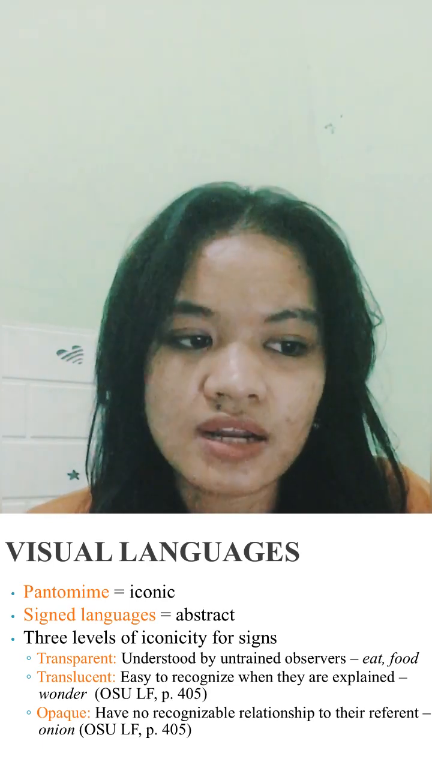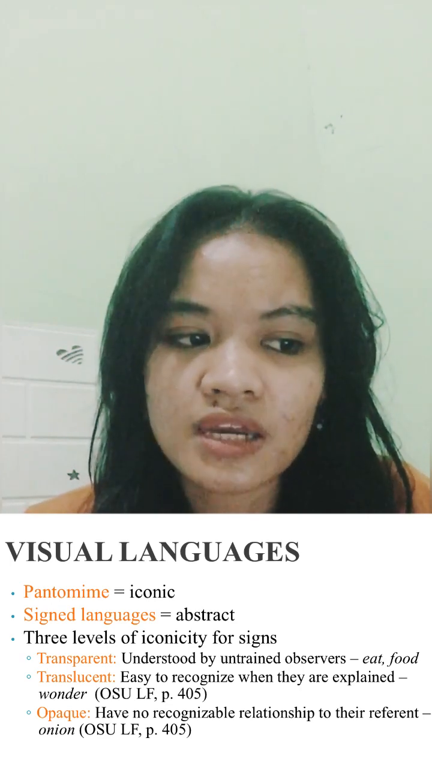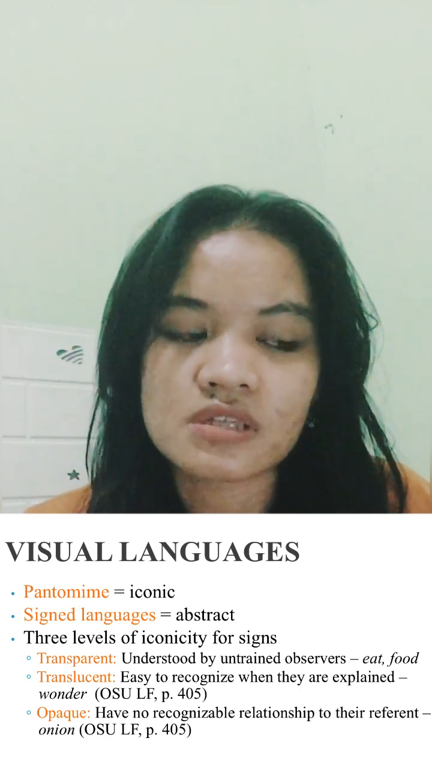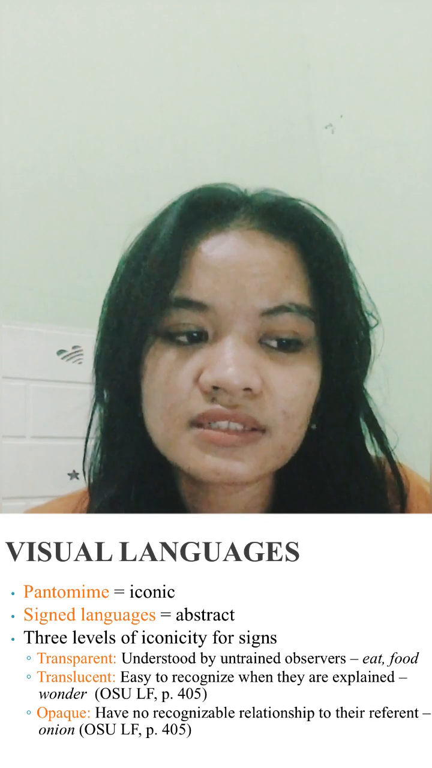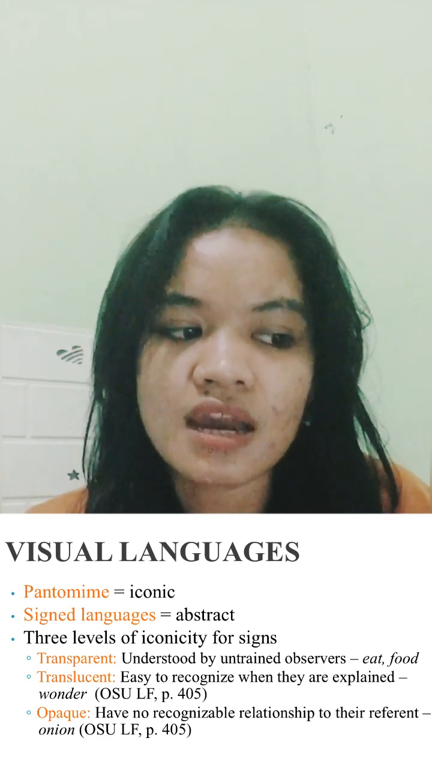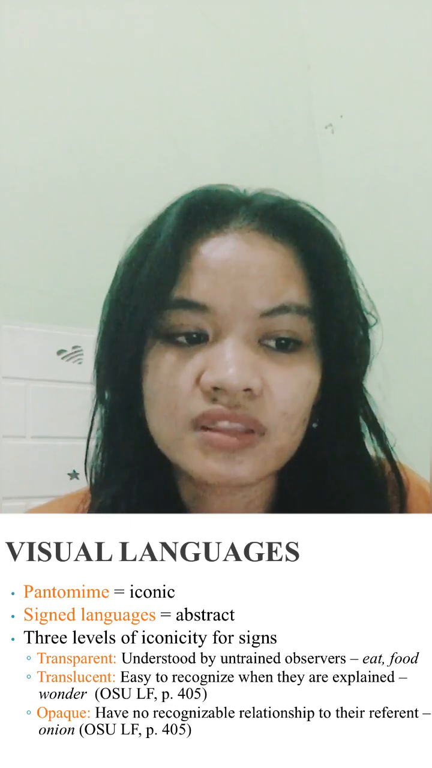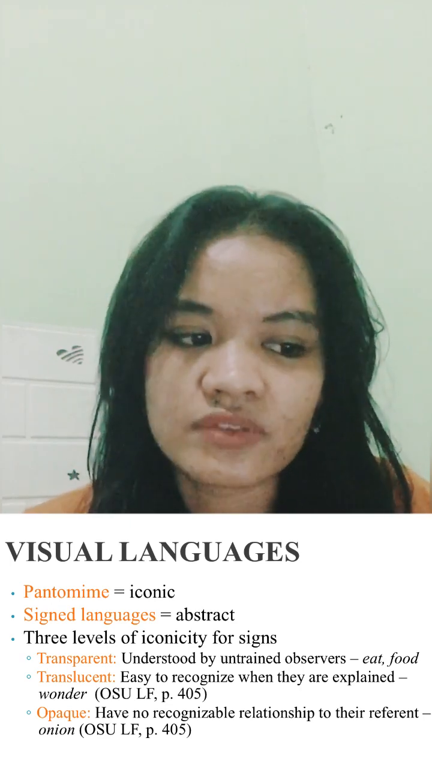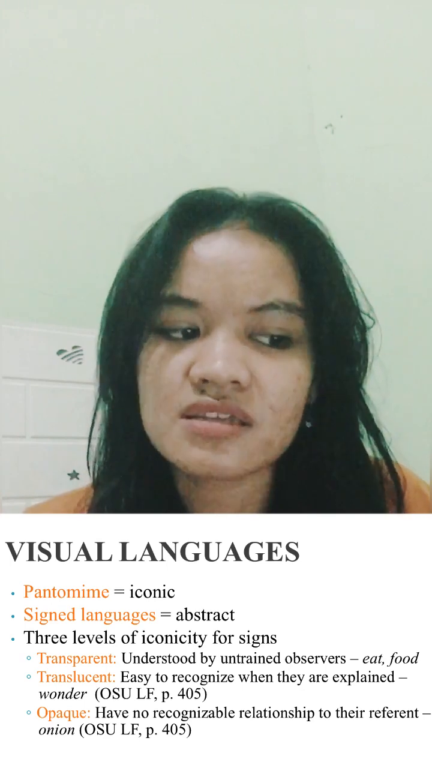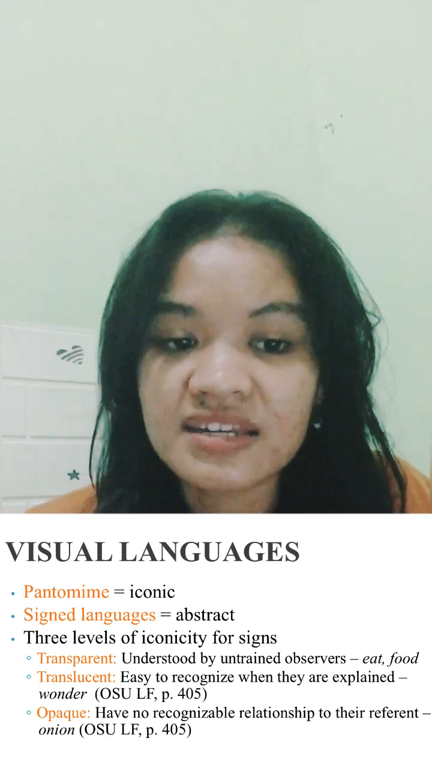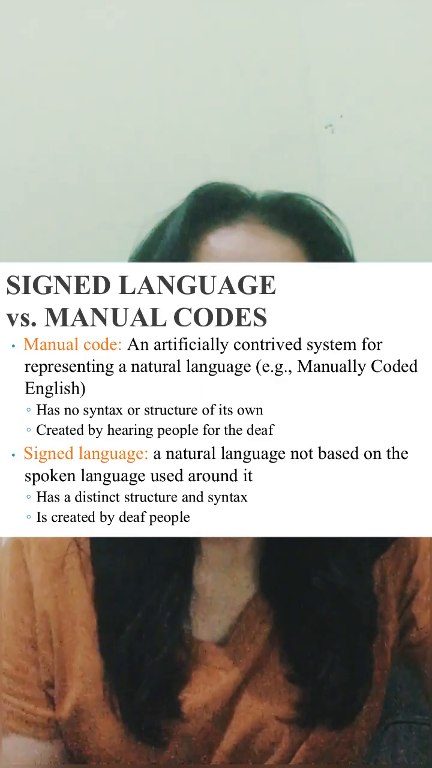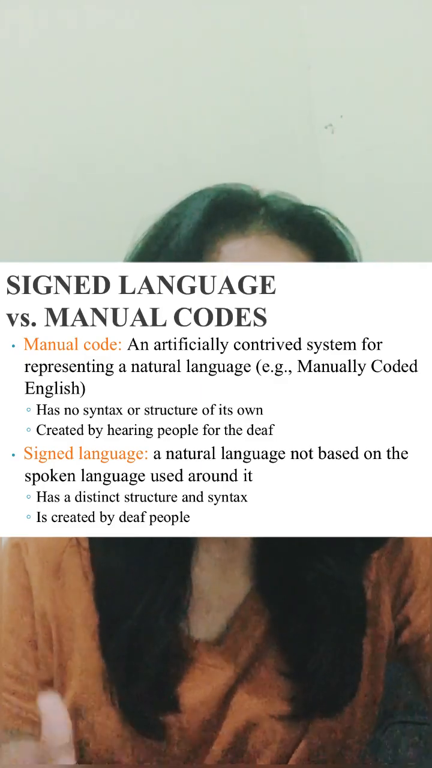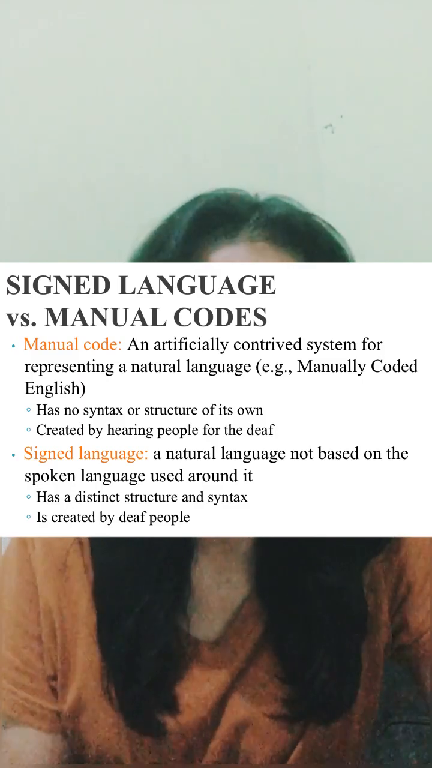The first is transparent, understood by an observer, such as eat, food, like that. And then translucent, easy to recognize when they are explained, such as wonder. Opaque has no recognizable relationship to its referent, like onion. And the last, sign language versus manual codes. Manual codes are an artificially contrived system for representing a natural language.